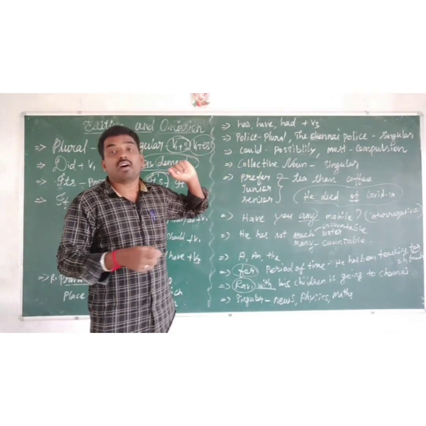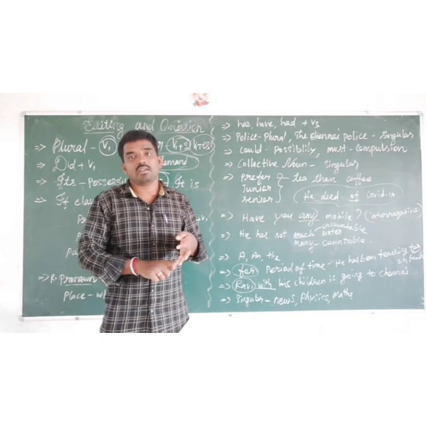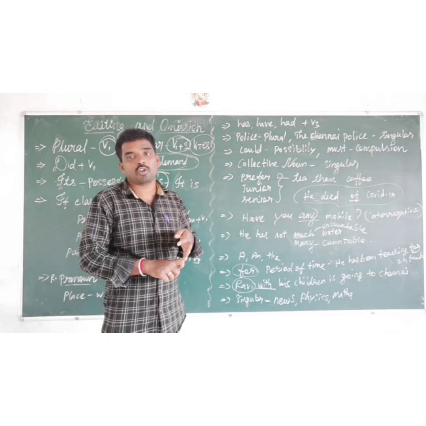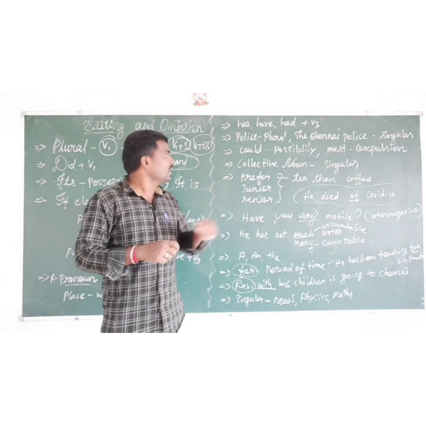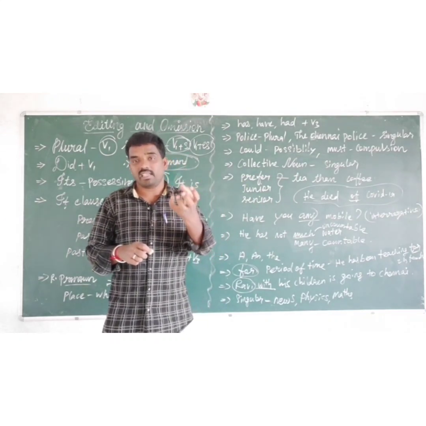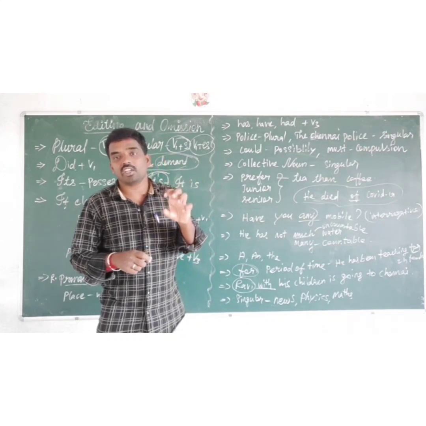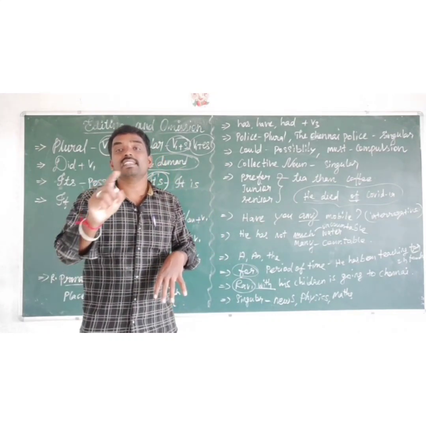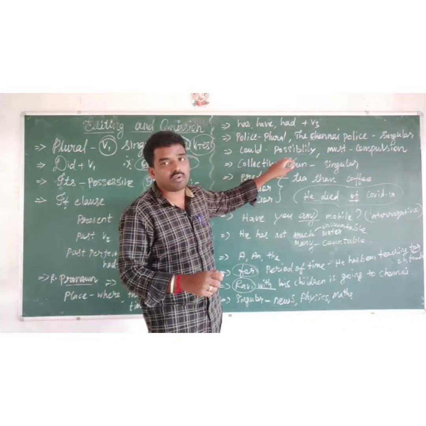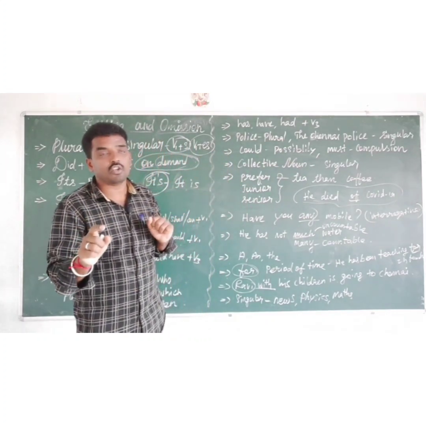And the next, collective noun. What is that? There are more nouns: common noun, collective noun, proper noun, abstract noun, countable noun, uncountable noun. For the collective noun, a group of, for example, Punjab Kings, that is one of the collective nouns. For that we want to use a singular verb. Don't forget, for a collective noun we want to use singular.